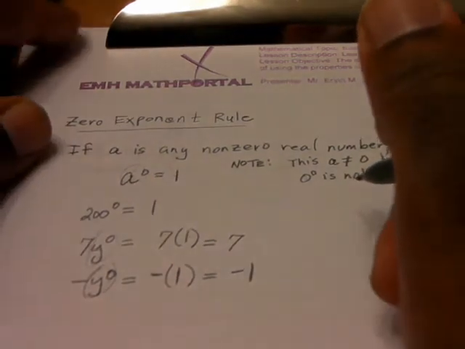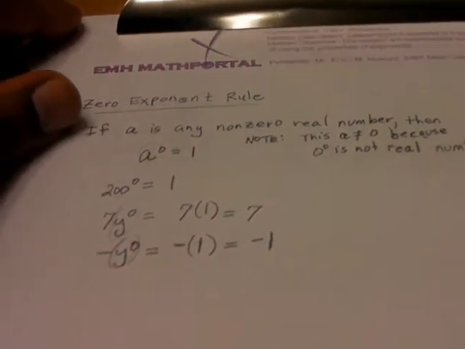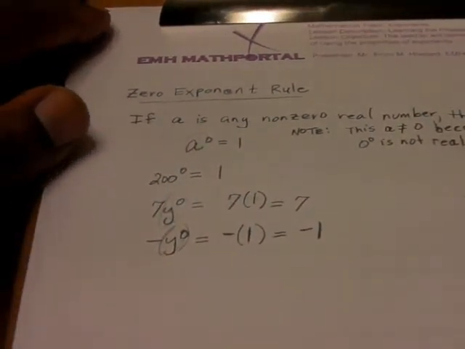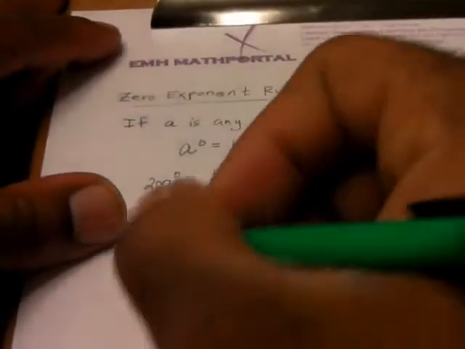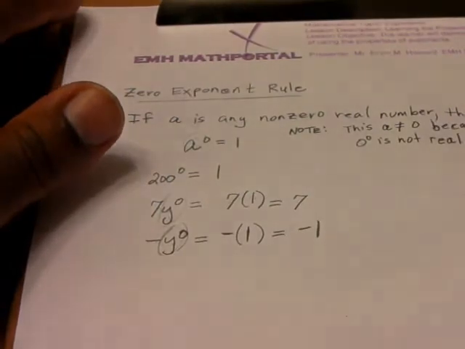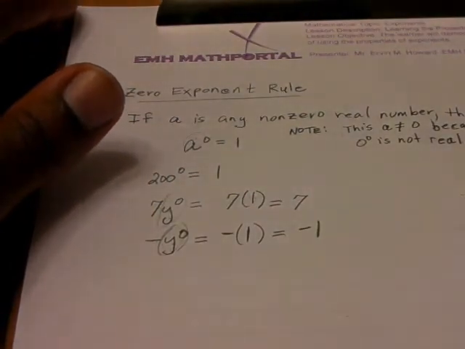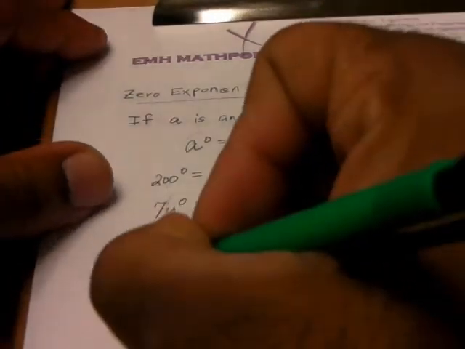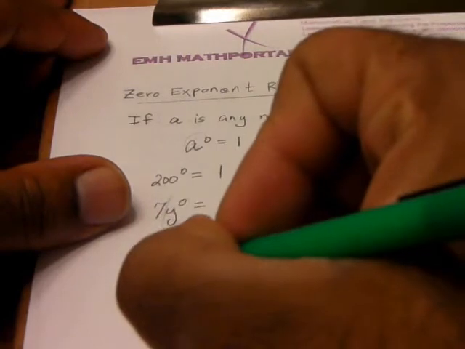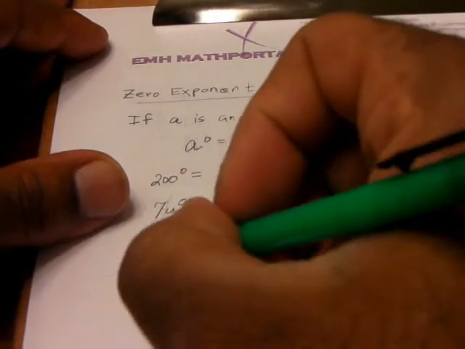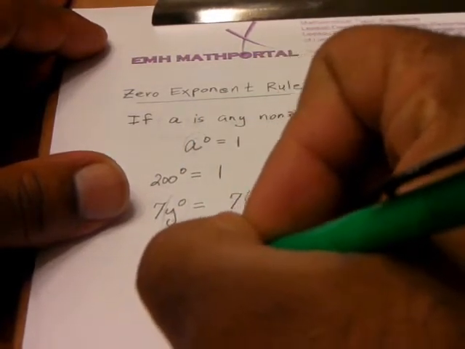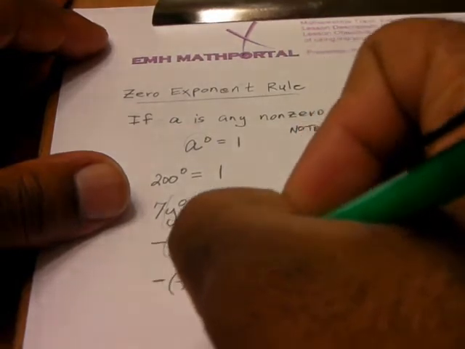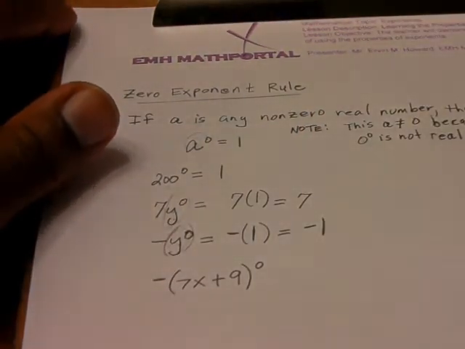All right, good. Let's try one more, and we're going to try something different. Now we'll talk about polynomials. I'll use this example: negative, parenthesis, 7x plus 9, raised to the power of 0.